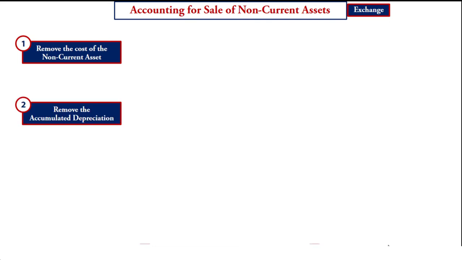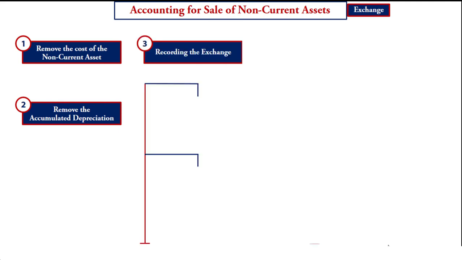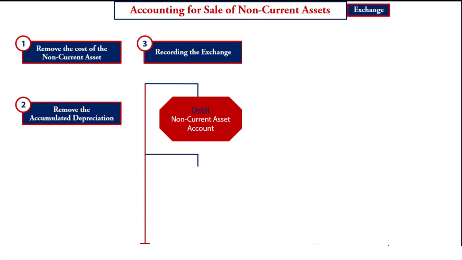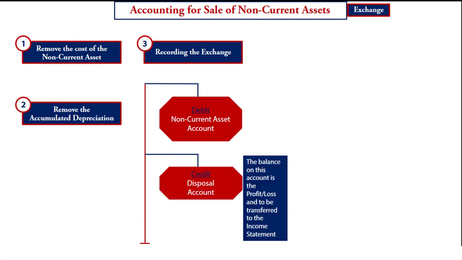Now, let's talk about the second part of selling an asset. Here, we don't dispose of the asset for cash. We are going to dispose of it in exchange for another asset and possibly top it up. So here, when we do that, we have to remove the asset from the financial statement. We have to also remove the accumulated depreciation from the financial statement. Then the third step, we will now have to record the exchange. So we have to debit non-current asset because a new asset is coming in. Then we'll have to credit the disposal account. The balance on the disposal account here will be either the profit or the loss.